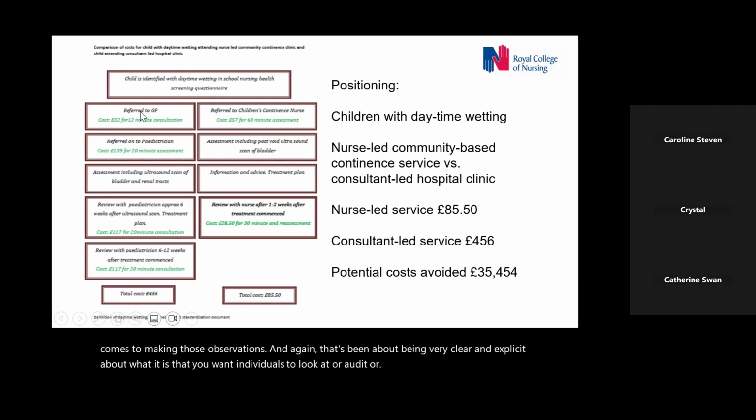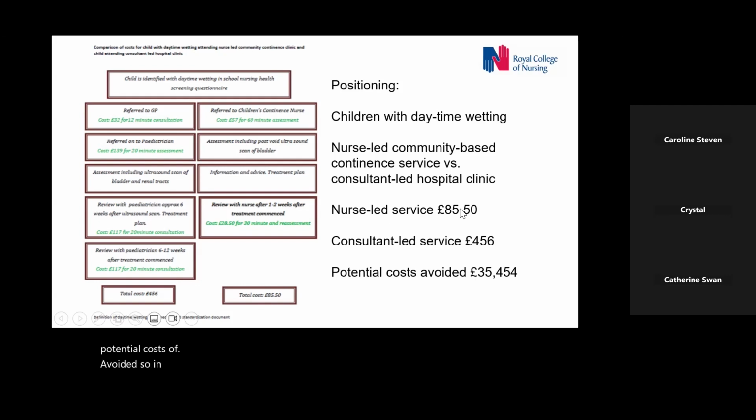And they've got the comparison here, obviously, of referring to the GP, the total costs at the bottom, versus referring to the children's continence nurse costs. So very clear and explicit about the potential costs avoided. So in this one, rather than demonstrating the costs saved, it's about the potential costs avoided. So again, it depends on your approach of what it is that you are looking at.